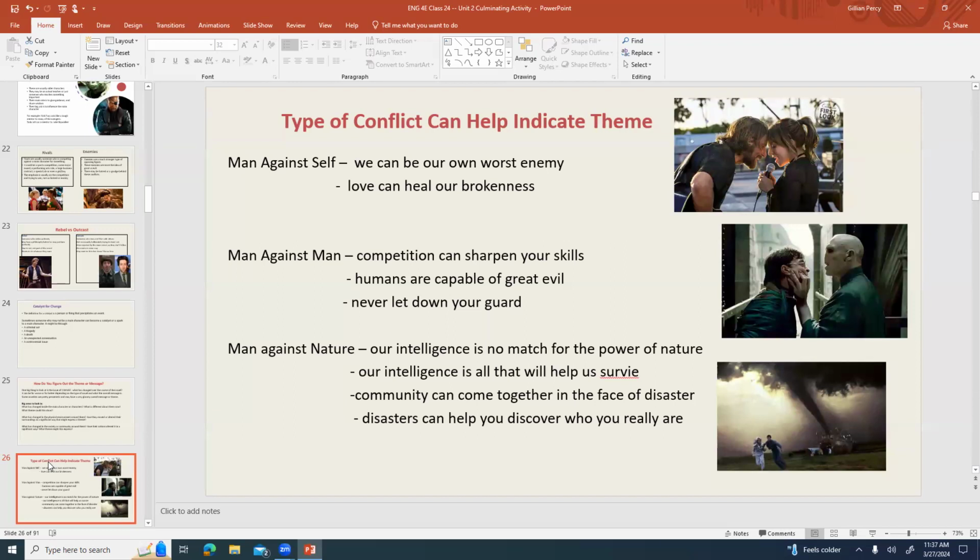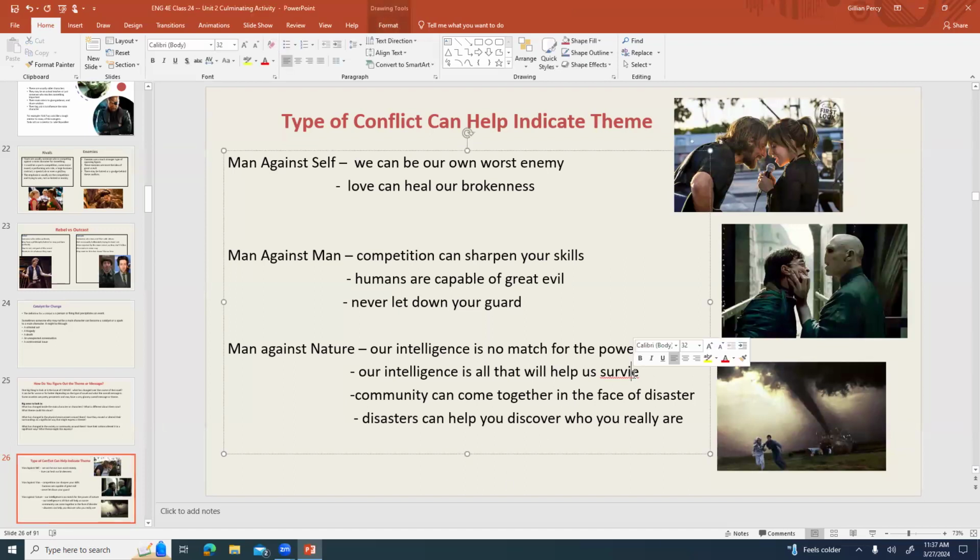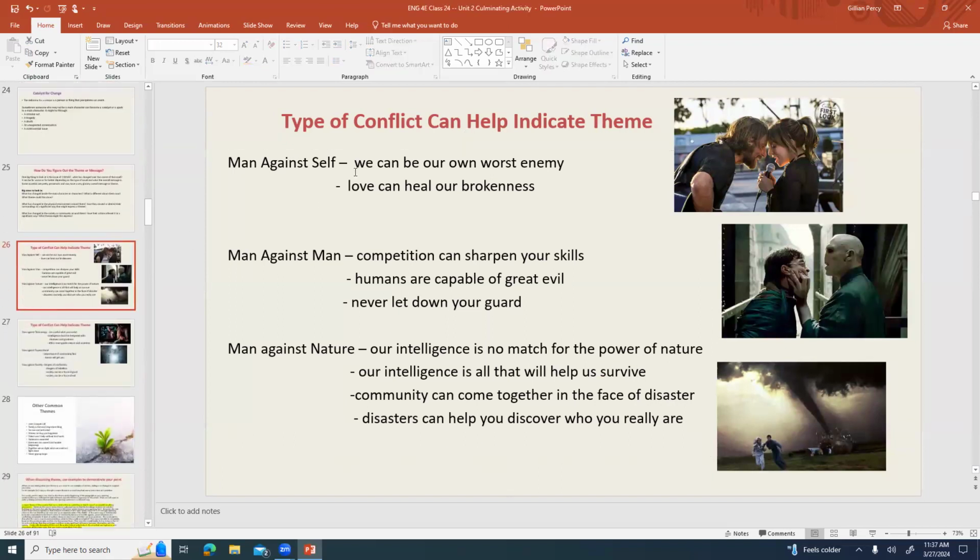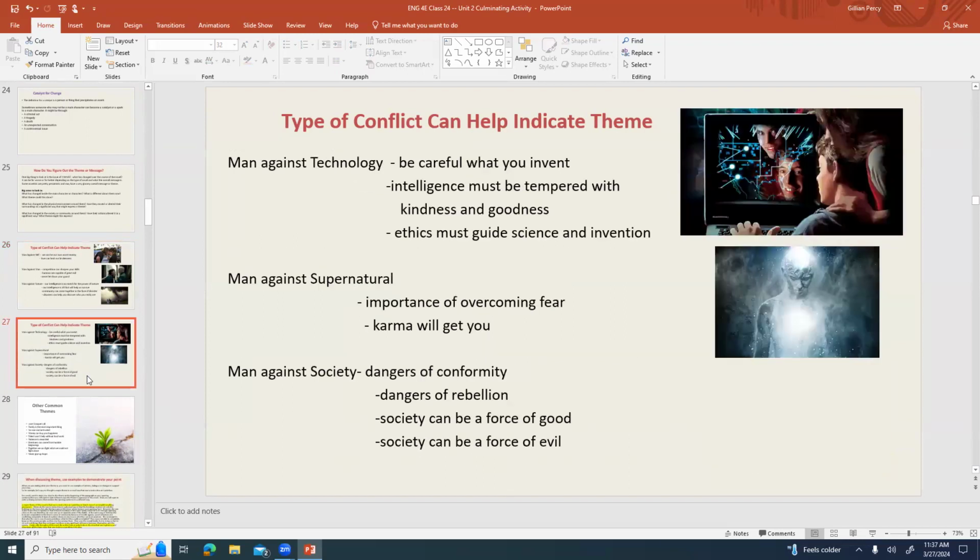Man against nature. Here's a little scene from Twister. Our intelligence is no match for the power of nature. Or, our intelligence is all that will help us survive. Those are two opposing ones, because different writers might have different ideas, and that's okay. Community can come together in the face of disaster. Disasters can help you discover who you really are. Those are examples of possible themes. I'm not saying every movie will have those themes.